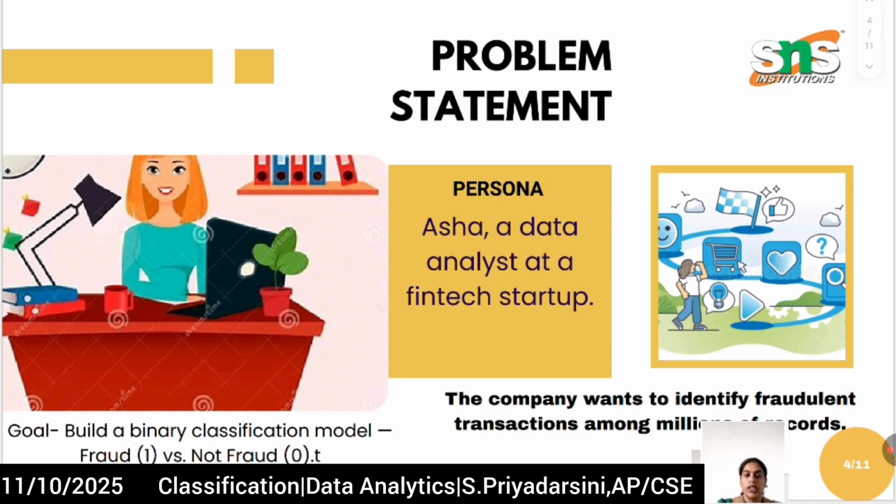Next is the problem statement. Let's imagine a simple story. Asha is a data analyst at a fintech startup and has a big challenge. Her company wants to identify fraudulent transactions among millions of records. Her goal is to build a model that classifies every transaction. If it is fraud, we will denote it as 1. If it is not fraud, we will denote it as 0, because a wrong prediction can either upset a customer or cause a huge financial loss.